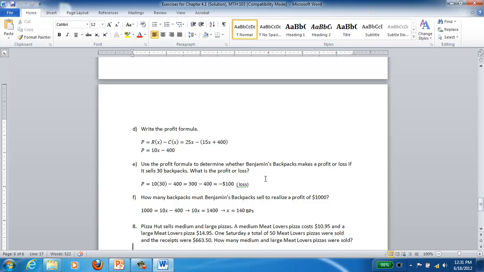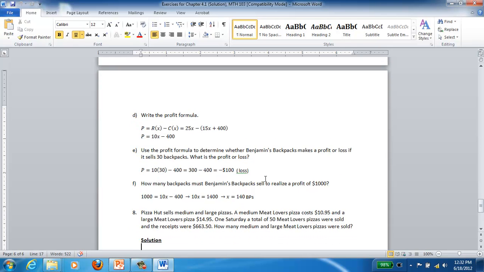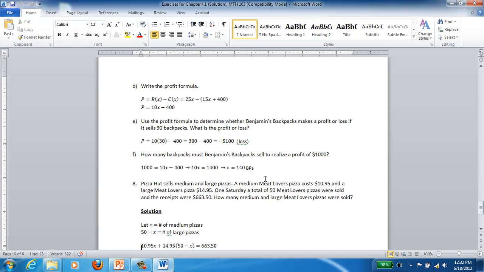How many backpacks must Benjamin's backpacks sell in order to realize a profit of a positive $1,000? Once again, we will set our profit equation equal to 1,000, simplify, and solve for x, which leads us to 140 backpacks. Next example.